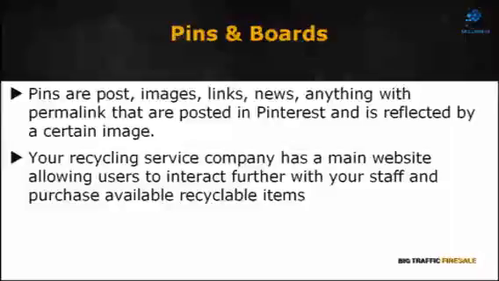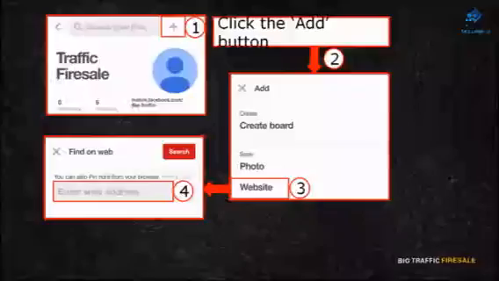Say, for example, your recycling service company has a main website allowing users to interact further with your staff and purchase available recyclable items. You want to promote users into buying this new recyclable notebook, and you link it to your Pinterest account. Step 1. Go to your Pinterest profile page and click the Add button on the top right of the screen. You've got 3 options to choose from: a new board, add a photo, or website.